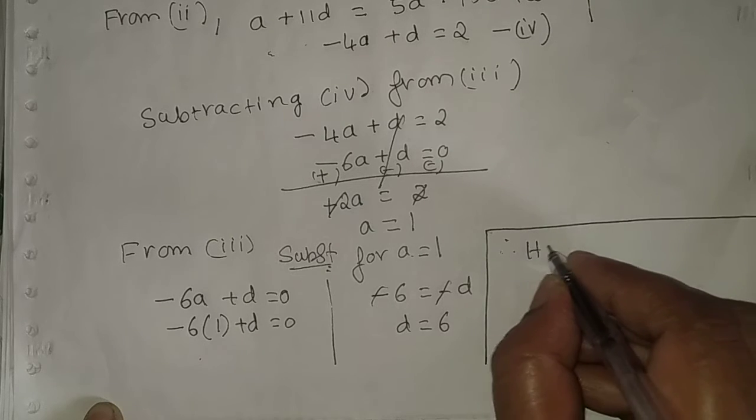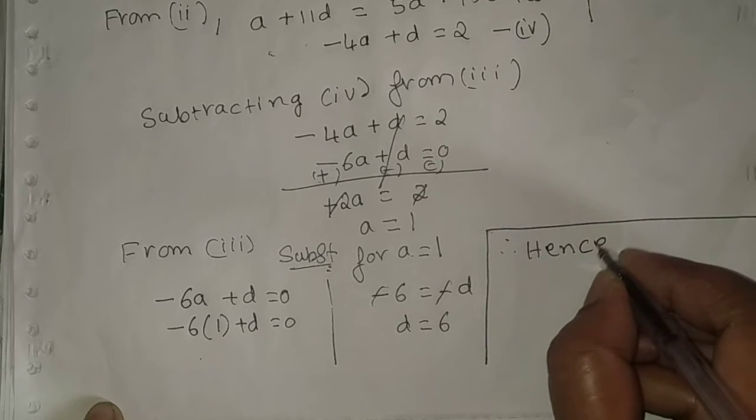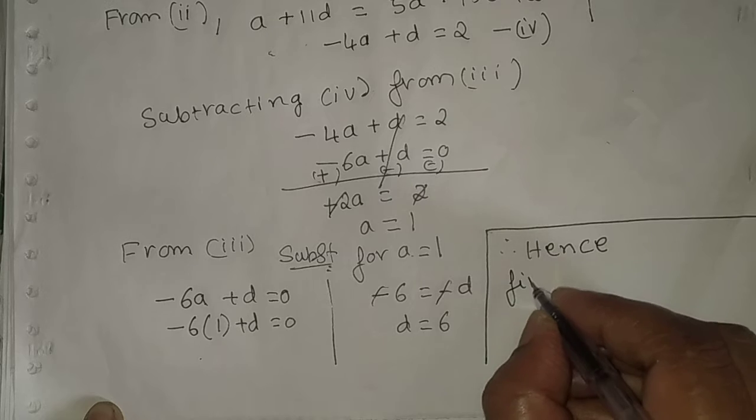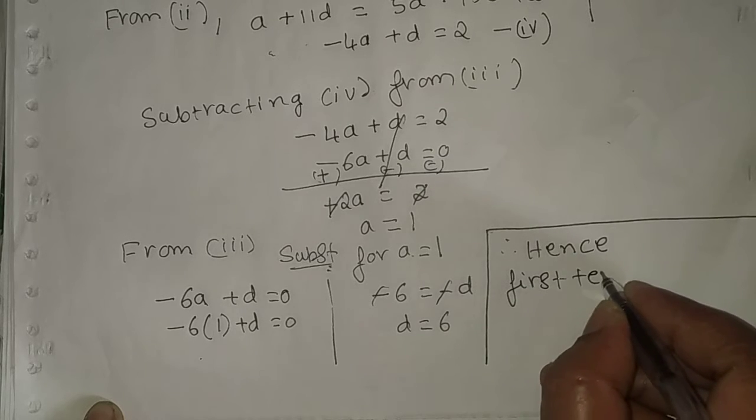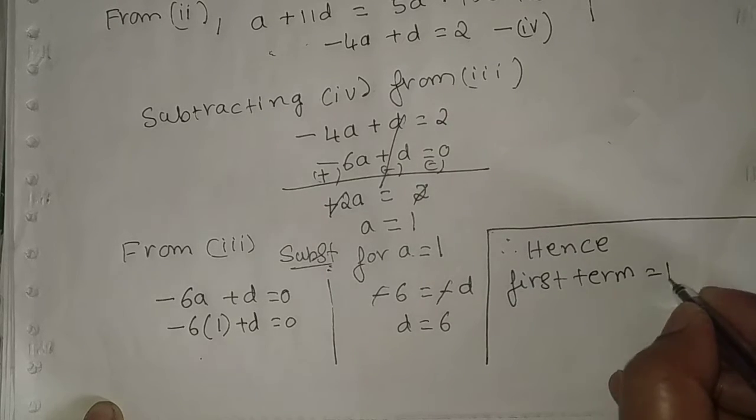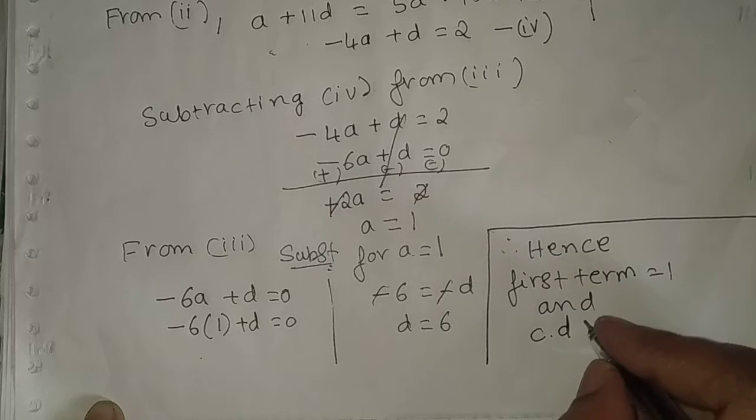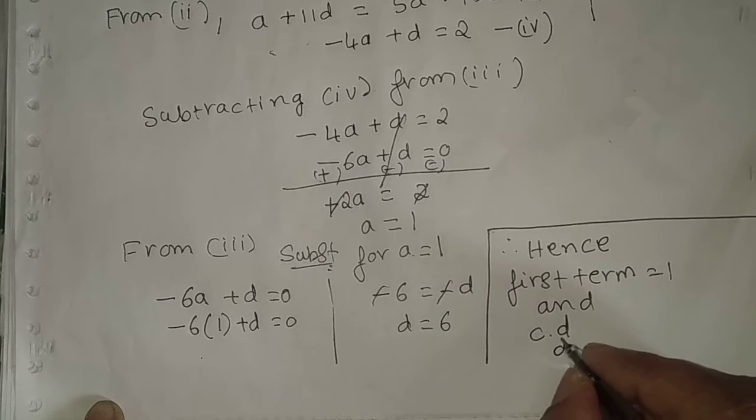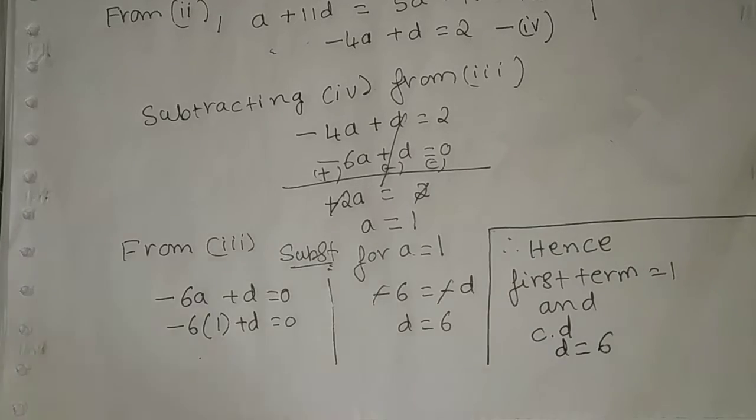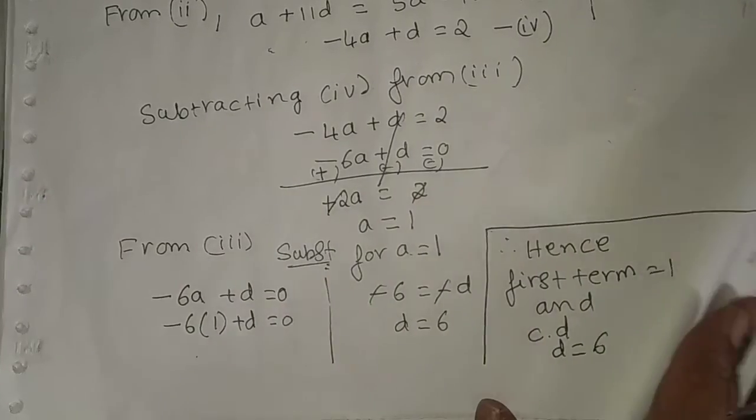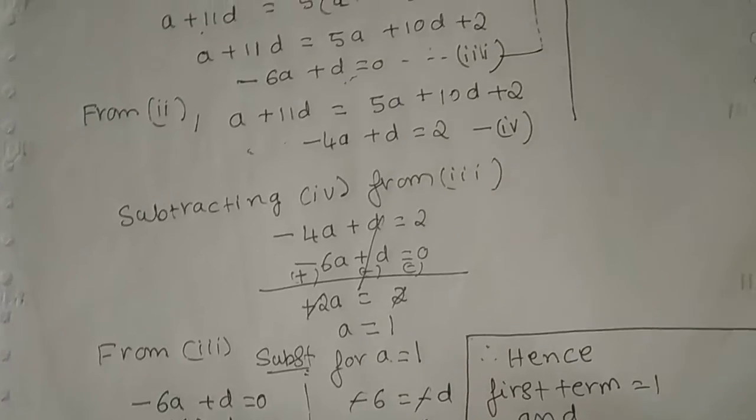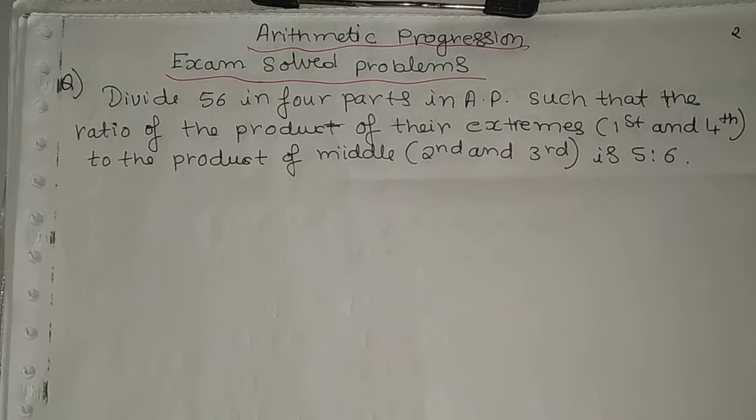Therefore, hence we can write the first term equal to 1 and the common difference, CD, that is d, is equal to 6. So we got both the first term and the common difference. We finished the first one in this case. We move on to the second problem.